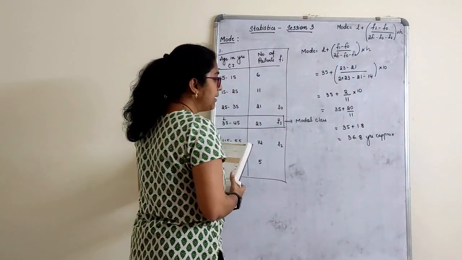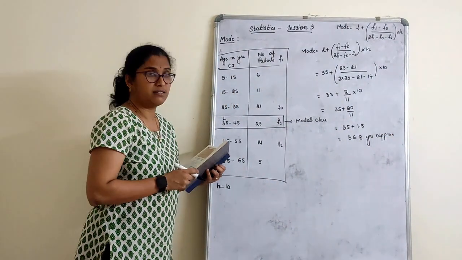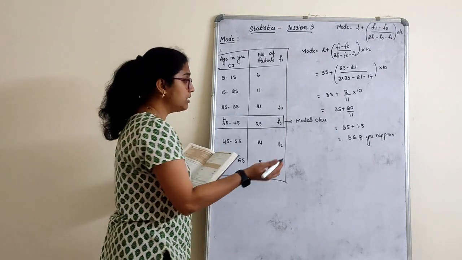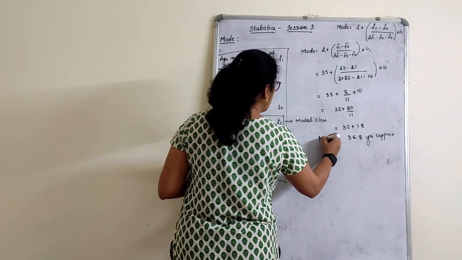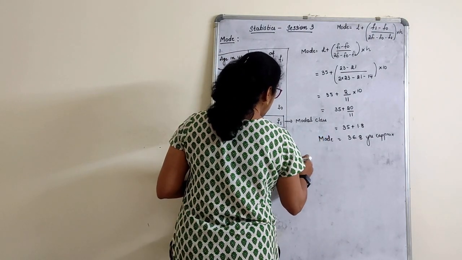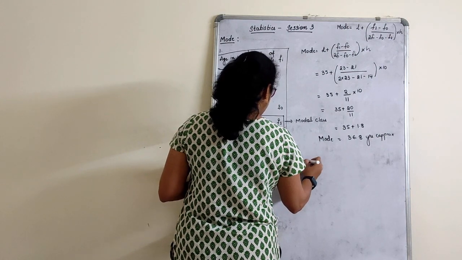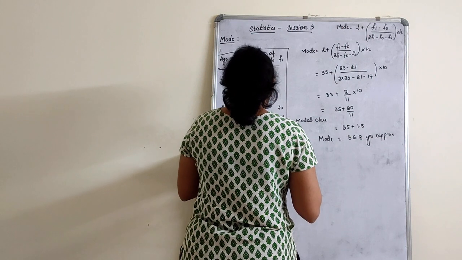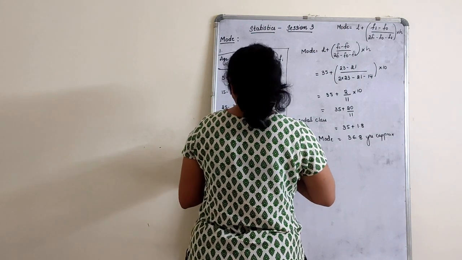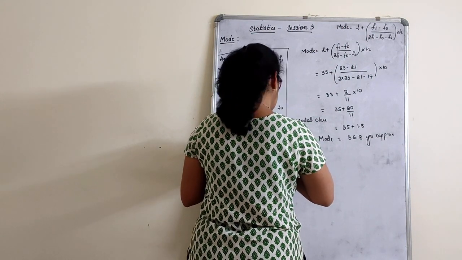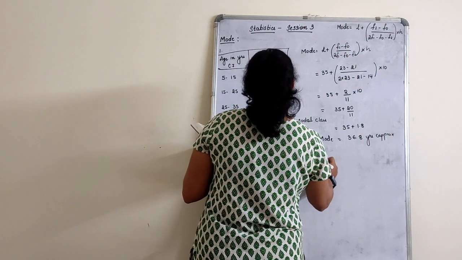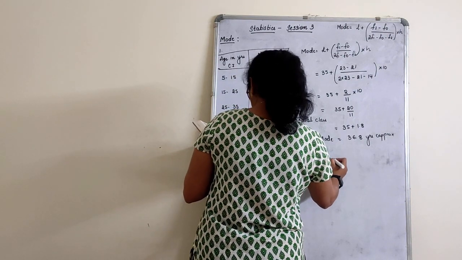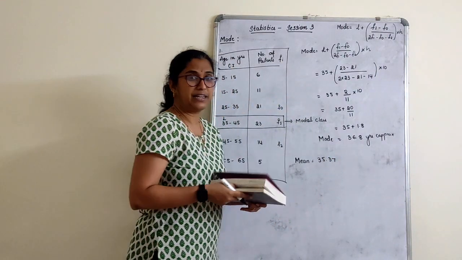Now I am not solving for mean here, neither do you have to. But still I will give you the answer and tell you what the final answer could be. When we do the mean by a suitable method, you will get it around... So mode is 36.8, mean is 35.37. That's all you have to write.